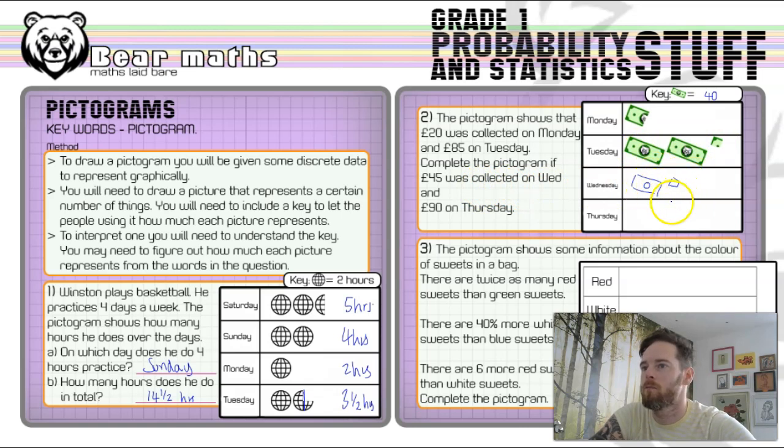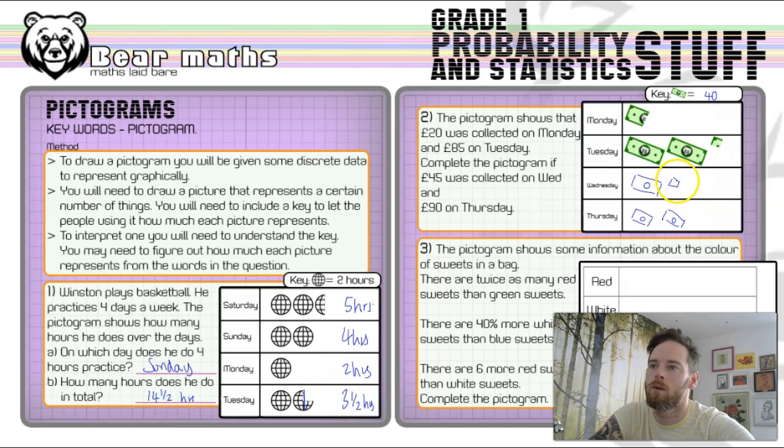So there's our £45 represented in pictures, and then £90. We've got 90 made by doing 40, 40, and then 10. So we're going to get a 40 and a 40, and we're going to draw the little circles in there to show they're the whole notes.